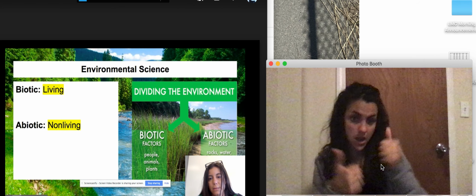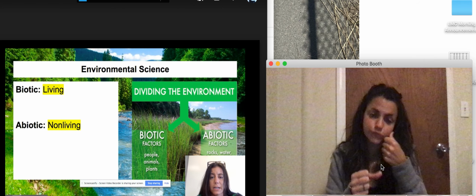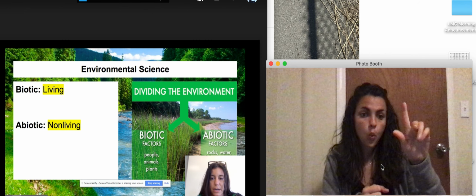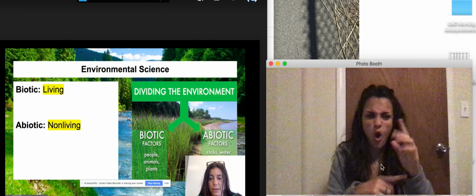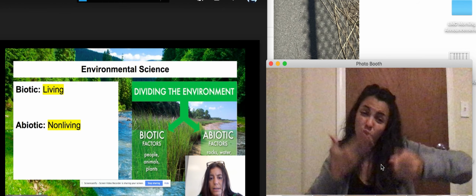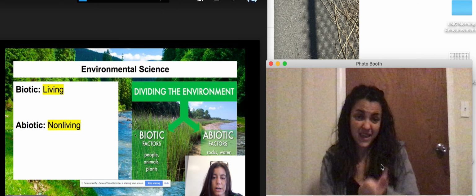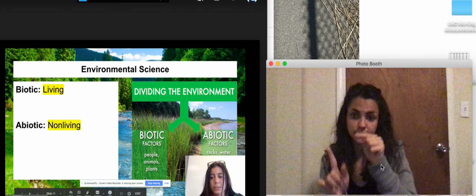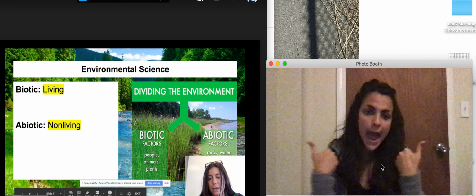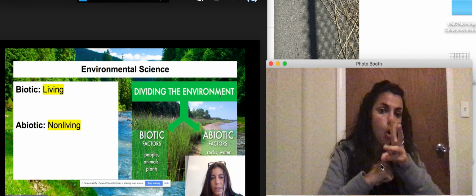Like I said, module 1 is all introductory content. You probably learned about biotic and abiotic factors back in the living environment or even earth science. Biotic factors are living. So for example, if you look at this picture here, people, animals, plants. Abiotic factors are non-living: rocks, water, air, wind, temperature, and light.